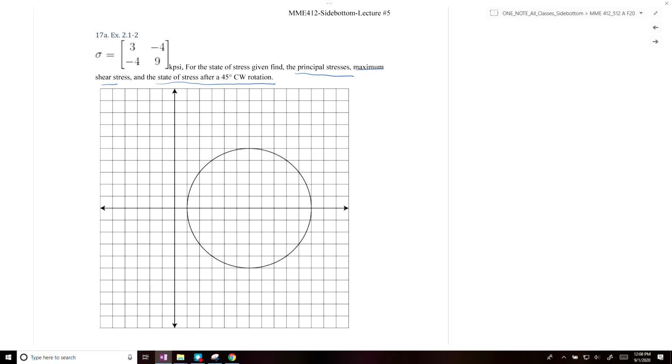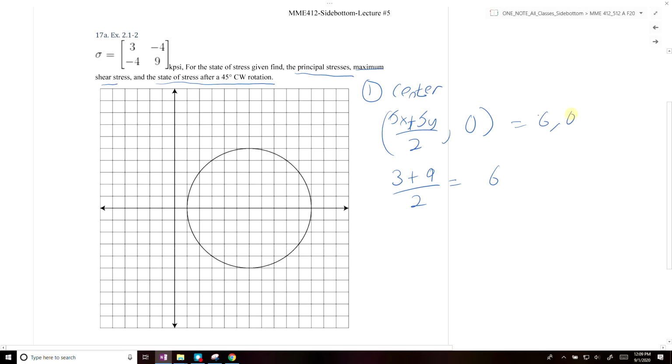So the first thing we're going to do is find the center of our Mohr circle. The center is going to be equal to sigma x plus sigma y divided by 2, and the y coordinate is going to be equal to 0. Sigma x in this case is equal to 3, sigma y is equal to 9, and we divide that by 2. That's going to be equal to 6. So our coordinate is going to be 6, 0.